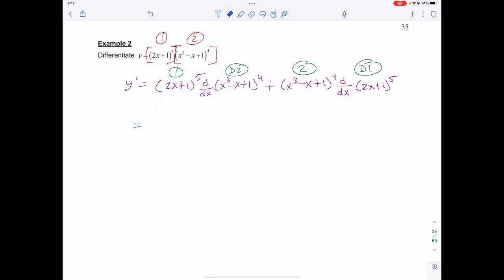Then I'm going to say that factor 1 is still factor 1, (2x plus 1) to the power of 5. The derivative of 2 is where we're going to use that chain rule. So that's where I'm going to wind up with that 4 times the inside to the power of 3 multiplied by the derivative of the inside, 3x squared minus 1. Remembering once again, there's my outer and there's my inner.